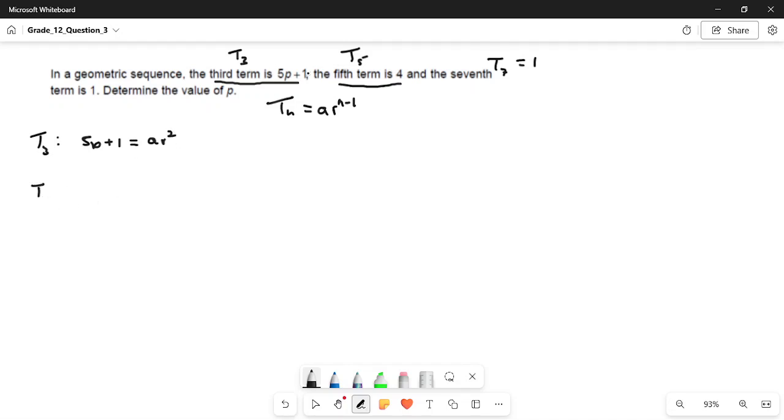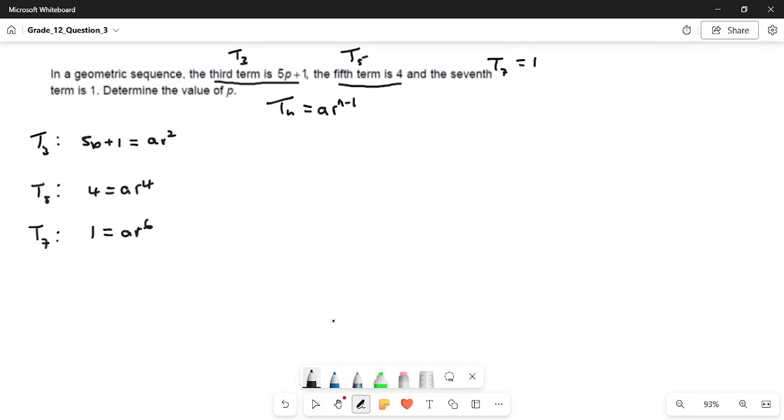And then for our t sub 5, we have 4 is equal to a r raised to the power, we know our n is 5, so 5 minus 1, we have 4 there. Similarly, with our seventh term, we'll have 1 is equal to a r to the power 6.